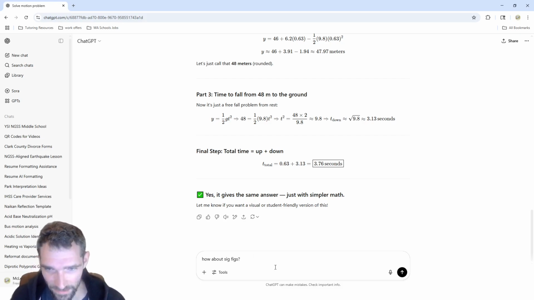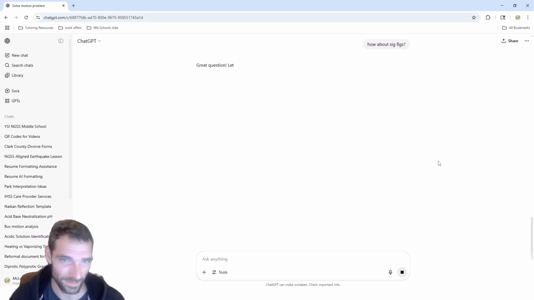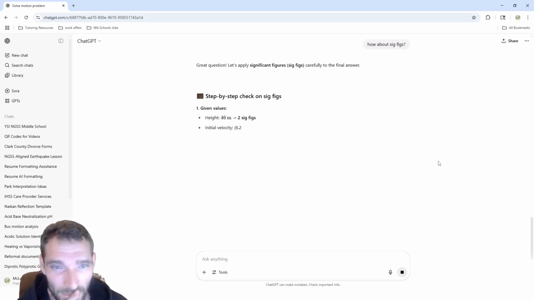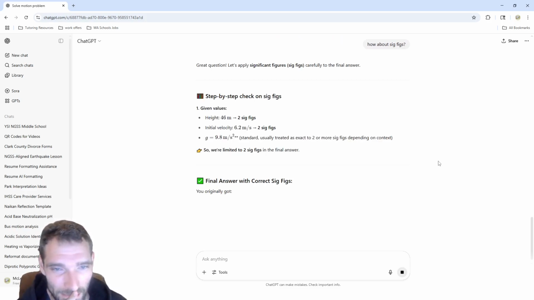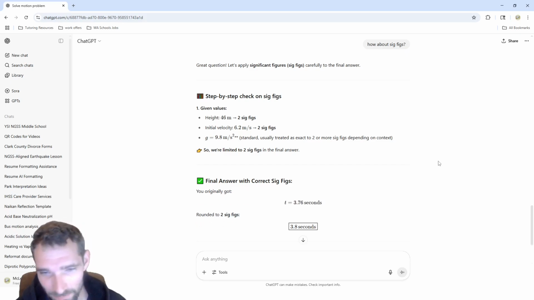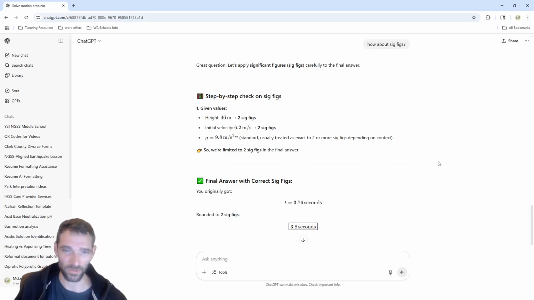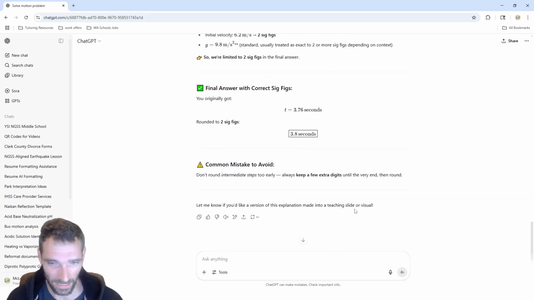So I'm just going to ask it about that for this problem and just see what it says, because I've got a feeling that, yeah, okay, it did it correctly in this one. It wasn't too complicated. Oftentimes it messes up sig figs, but it did all right that time. Maybe it's getting better.